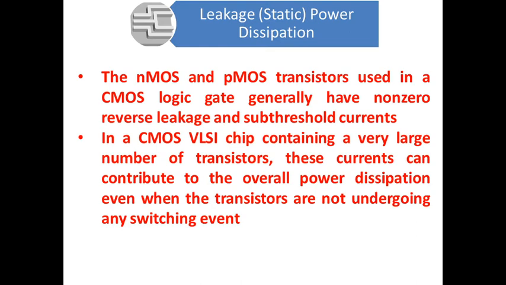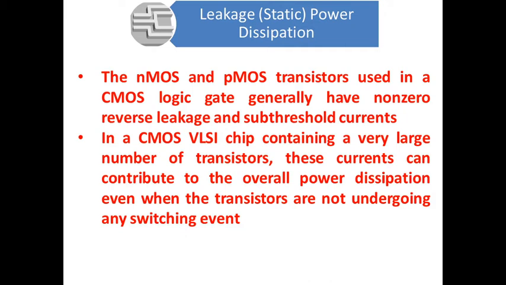Now moving towards the last component of power dissipation, which is leakage power dissipation. The NMOS and PMOS transistors used in CMOS logic gates generally have non-zero reverse leakage current and sub-threshold current. In a CMOS VLSI chip containing a very large number of transistors, this current can contribute to the overall power dissipation even when the transistors are not undergoing any switching event.